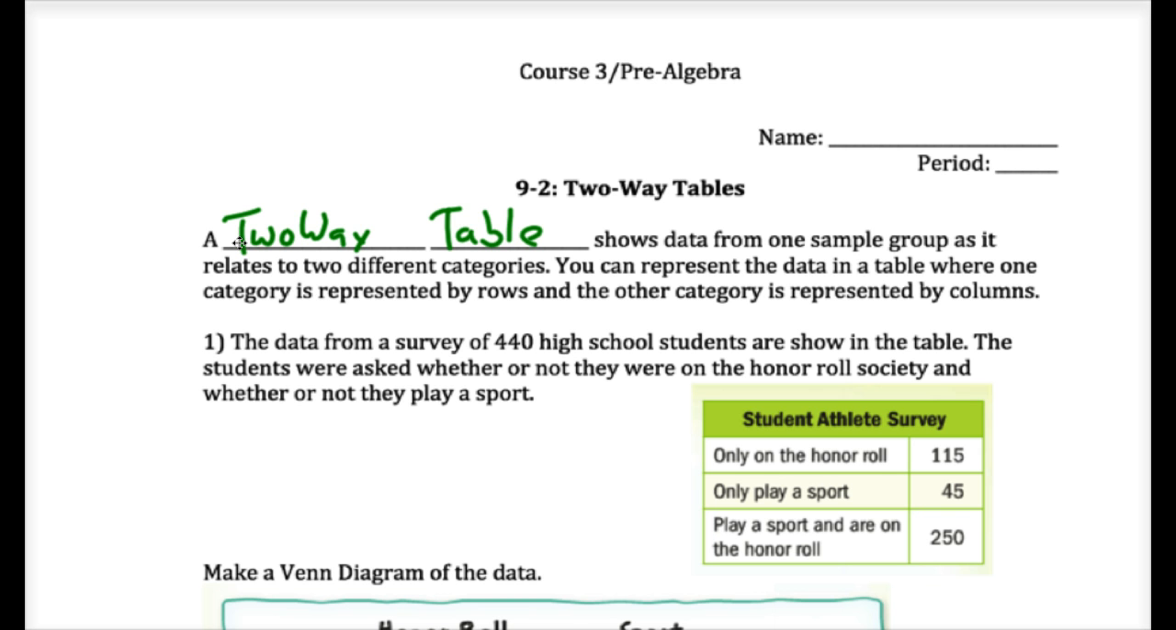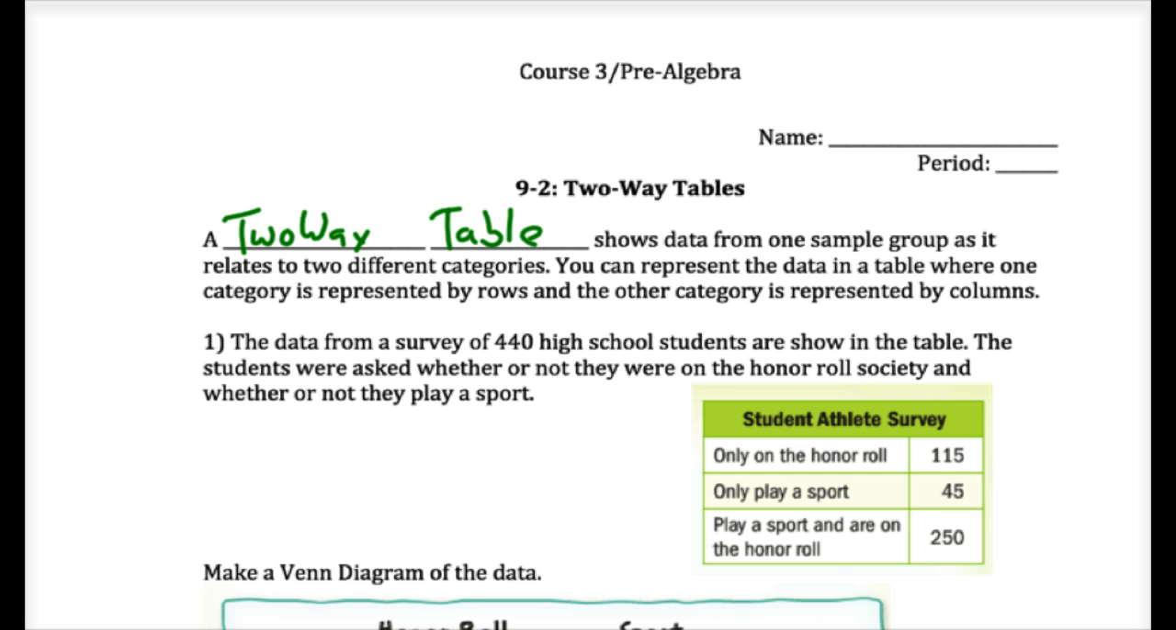If you were asked those two questions, either you're Jack Muir and you're in sports and on the honor roll. Harrison, you were on the honor roll but not a sport. Trace, you were sports, not honor roll. Maeve, nothing: not on the honor roll, not in a sport. I don't think that's going to be you, Maeve, in high school. Yes, you will be involved in something. Okay, so those are the only four things that can happen. Does that make sense? Okay.